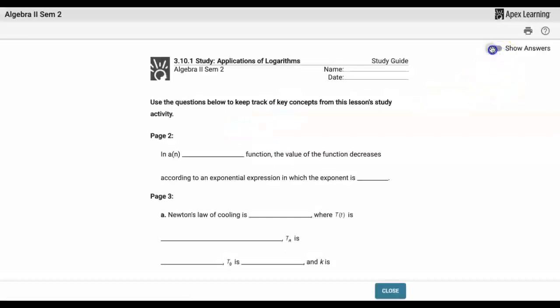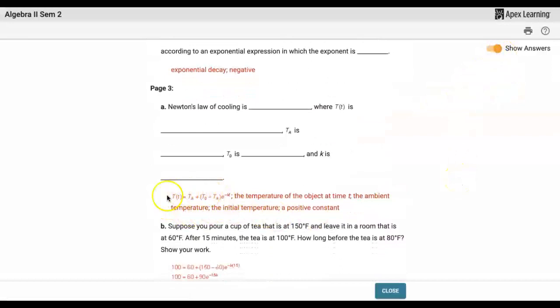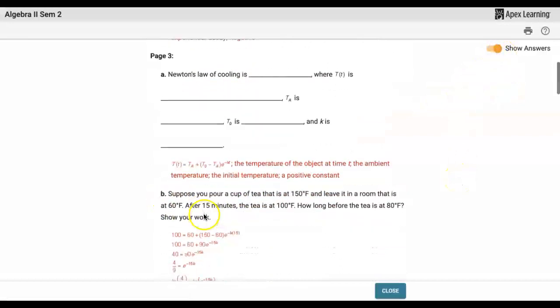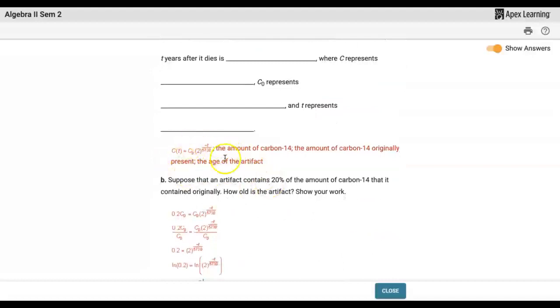All right. So if we take a quick look here at our study guide, this one is going to be mostly beneficial for you for having a place to compound all of these new equations that we learned.